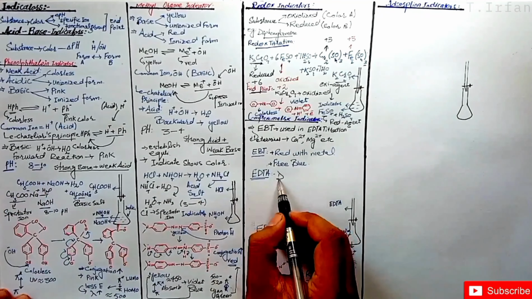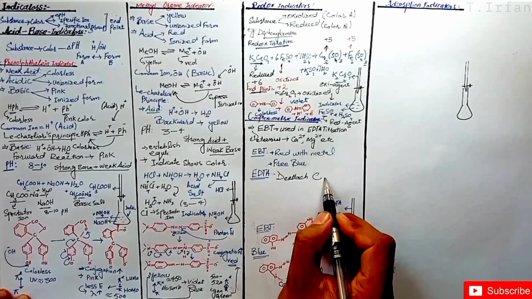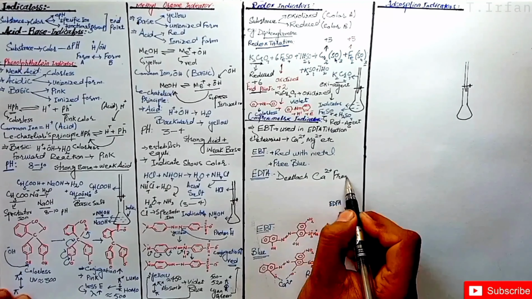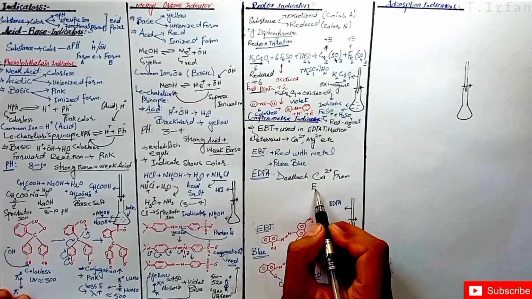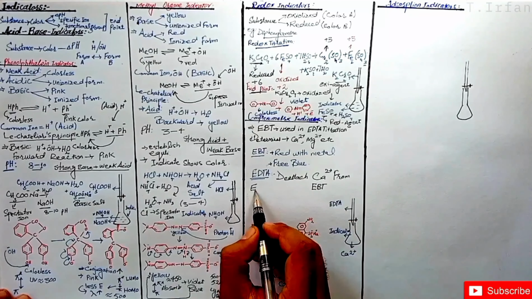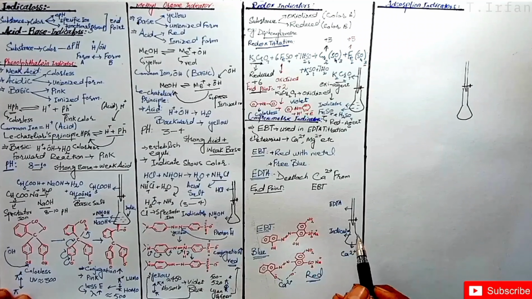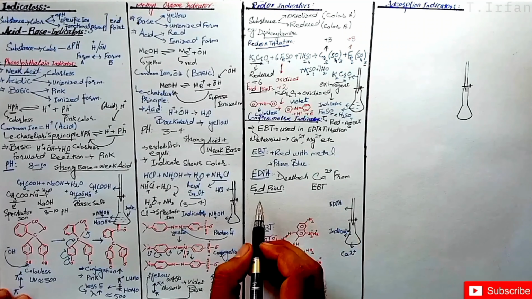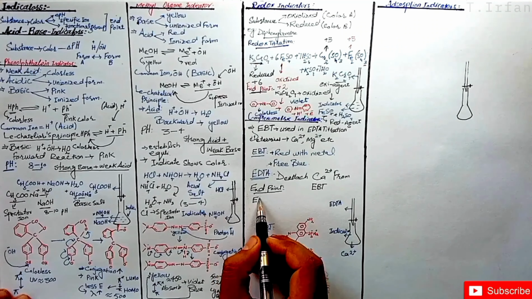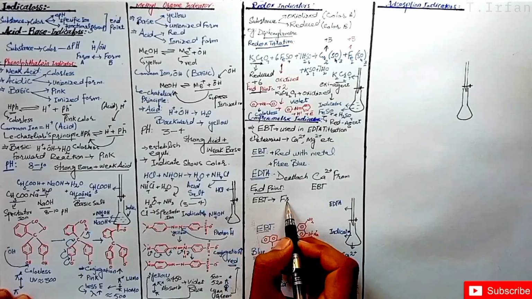When we titrate with ethylene diamine tetraacetic acid, it detaches calcium ion from Eriochrome black T. So at equivalence point, when all the calcium ions have been extracted by ethylene diamine tetraacetic acid, Eriochrome black T is free and shows blue color, which is the end point.